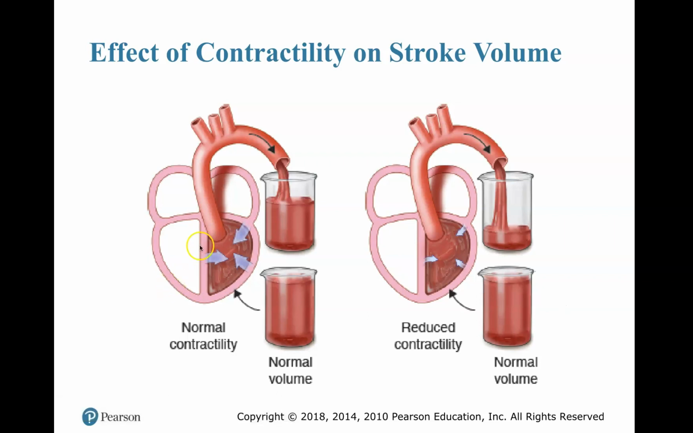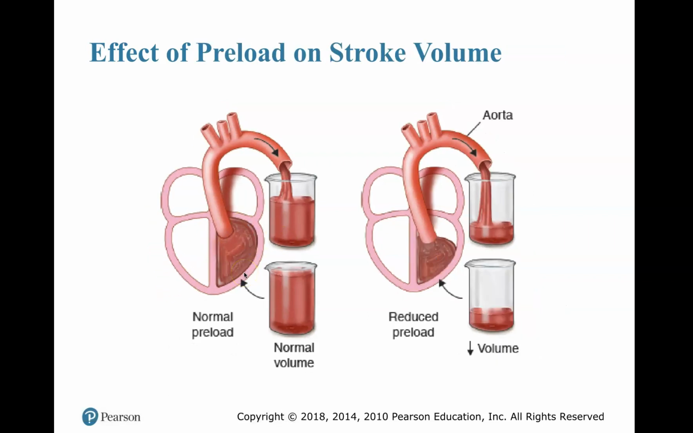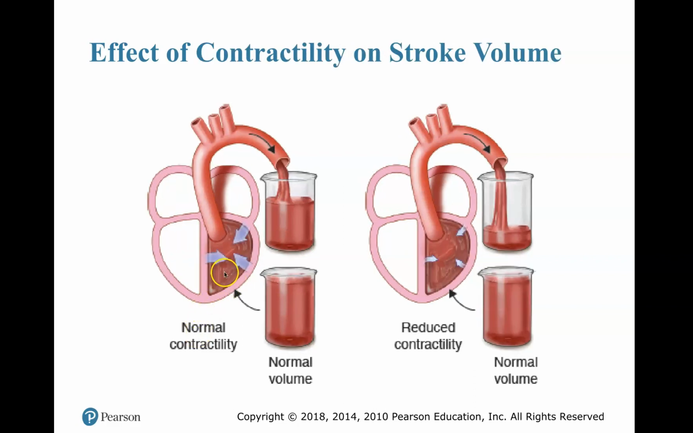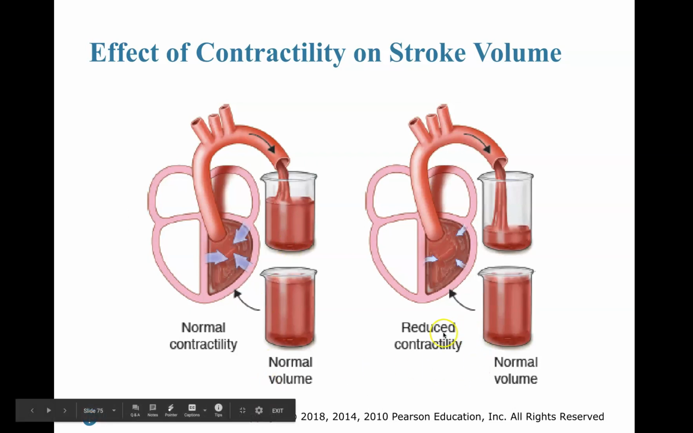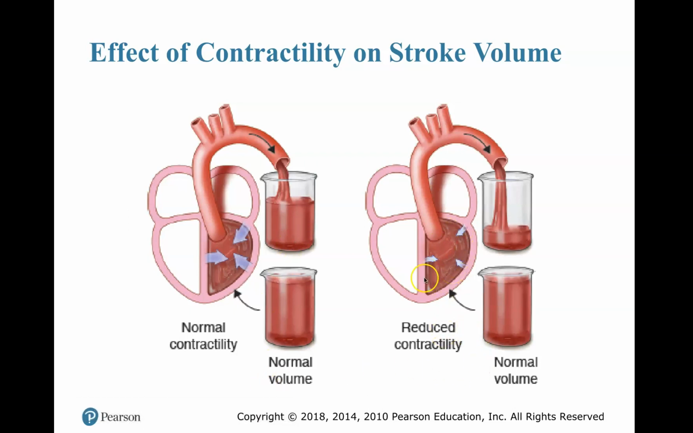All right, so we're looking at the difference. Reduced preload, normal preload. Then we have normal contractility, fills up that beaker. Reduced contractility, even though we have a full preload here, is going to still give us less volume, okay?